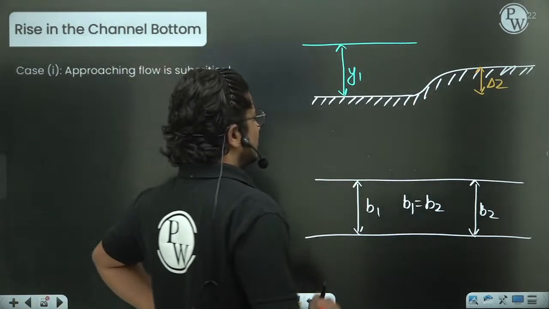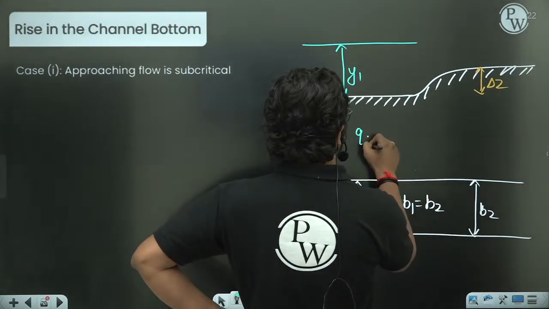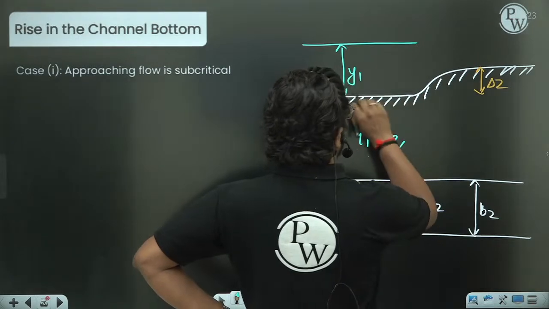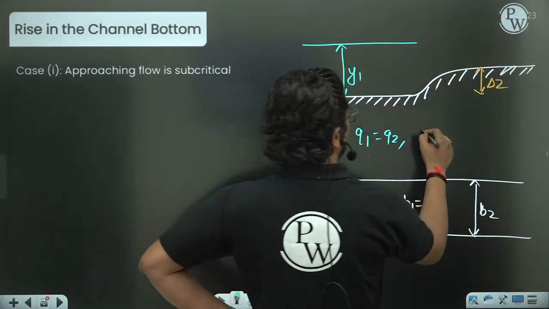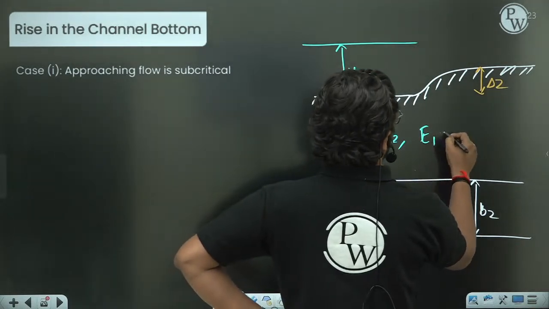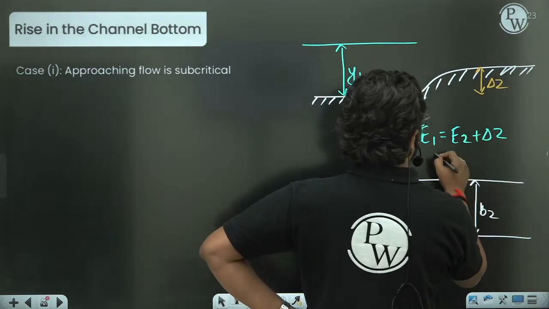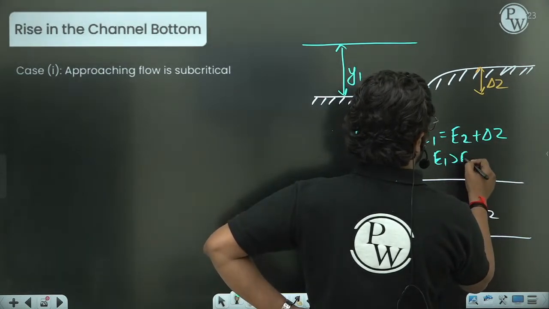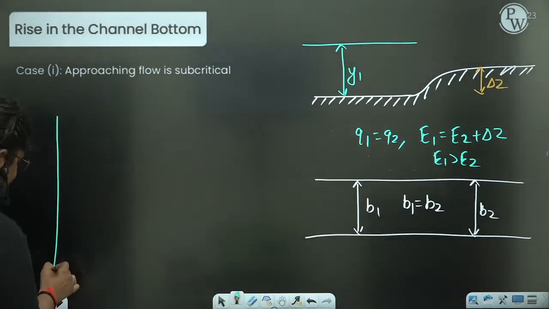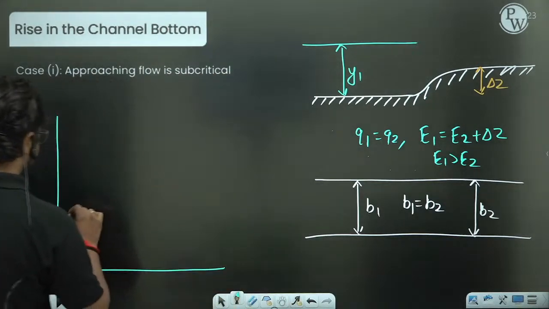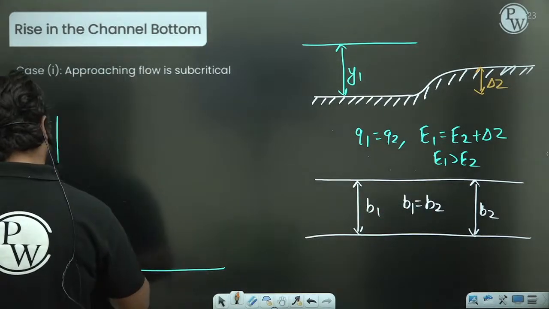The first condition we generally write: as you can see, B1, B2 are same, so small q1 is equal to q2. But there is a difference in channel bottom, so I can write the equation as E1 is equal to E2 plus delta Z. That means E1 is greater than E2. Now if there is a change in specific energy, we need to refer to the specific energy curve. So let me draw that specific energy curve for you.